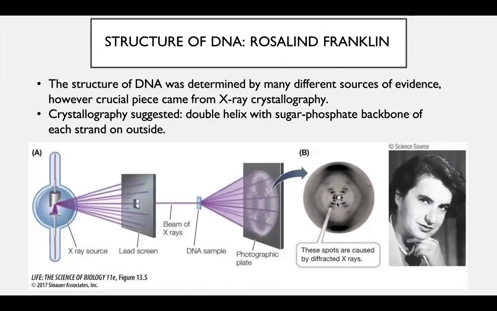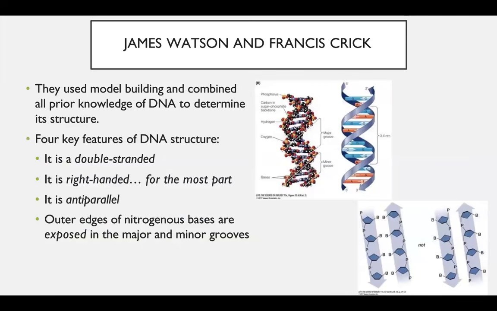All right, so structure of DNA. Rosalind Franklin helped find the structure of DNA, which was determined particularly through X-ray crystallography. X-ray crystallography suggested that DNA was bound in a way that it formed a double helix, with the sugar phosphate backbone of each strand located on the outside. And then Watson and Crick used model building and previous knowledge of DNA to determine its official structure. And there are four key features.